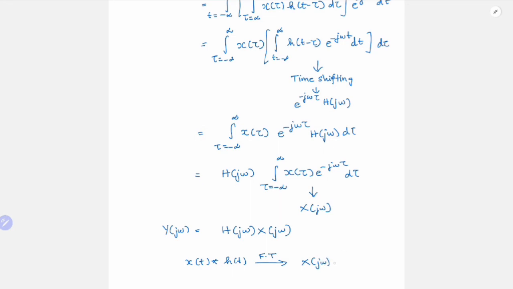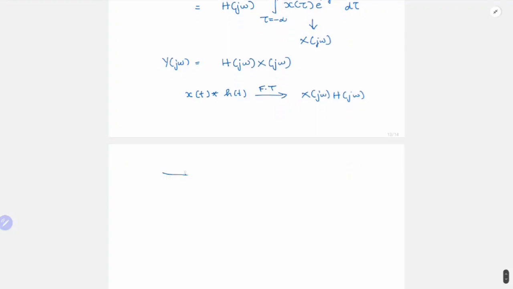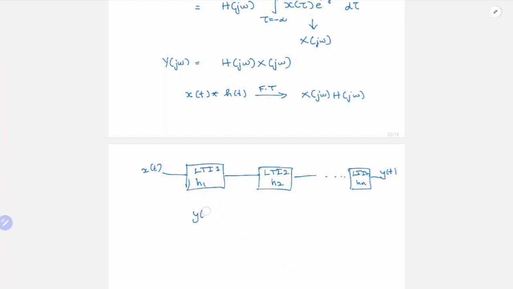frequency domain, right? So this is a very important property, because if we have some cascade of systems, LTI 1, LTI 2, and it has impulse responses H1, H2, and so on, up to LTI n, Hn, with output y of t and input x of t. So output y of t is nothing but x of t convolved with h1 of t convolved with h2 of t convolved with hn of t.